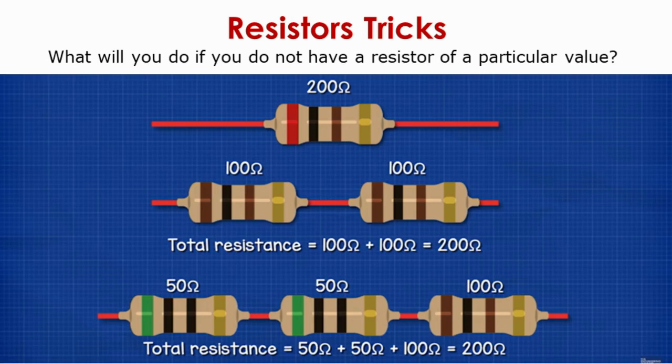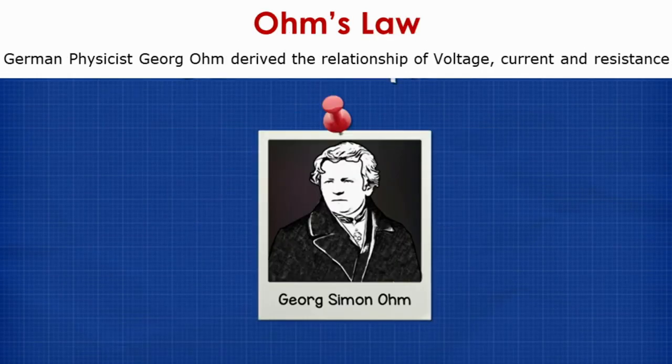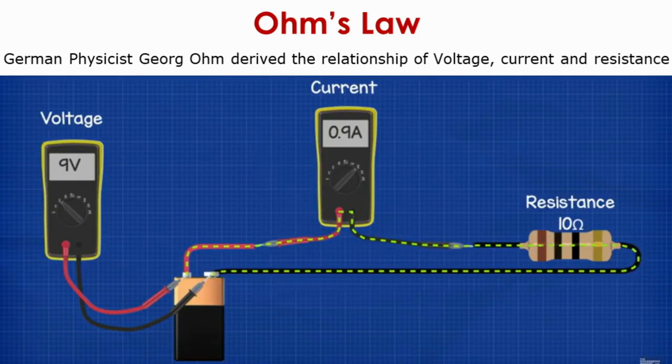So that's a trick. Now we are going to learn Ohm's law. This was derived by the German physicist George Ohm. He derived Ohm's law to represent the relationship of voltage, current, and resistance. So this picture denotes that if we know the voltage or current, we can derive the resistance. Or if we know two of these values, we can derive the third value.